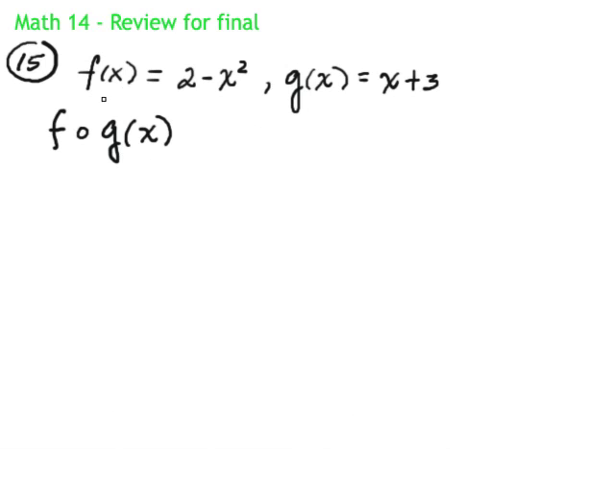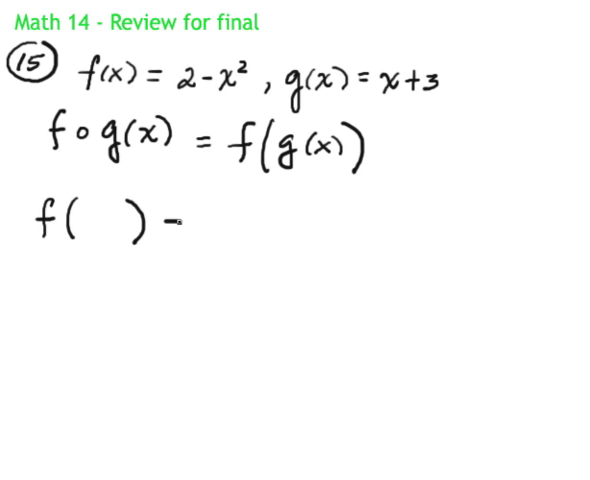Here we have two functions, f of x and g of x, and we're asked to find f of g of x. F circle g of x, that's the same thing as f of g of x. So we're going to be substituting g of x into f. All right, so let's start with f, and we put open parentheses instead of x. And we just substitute in g of x here. Okay, here on the right-hand side, we'll write what g of x is equal to, x plus 3.